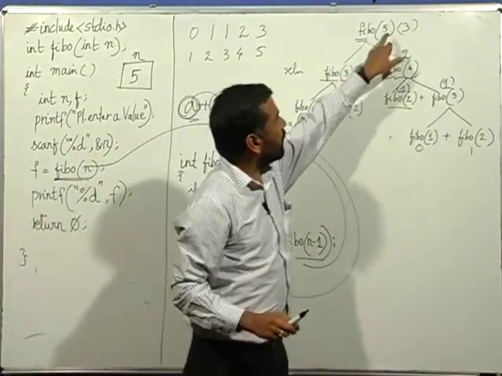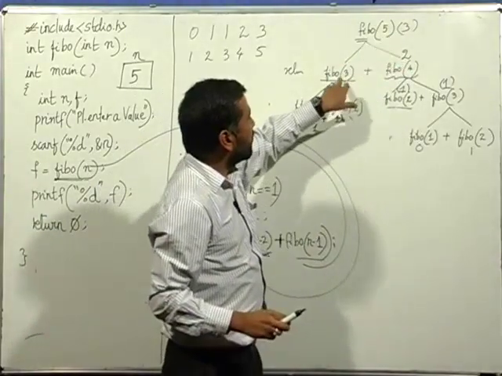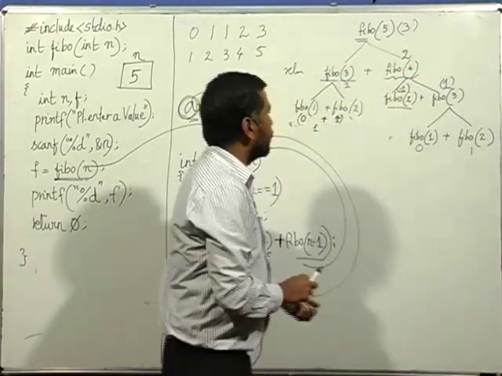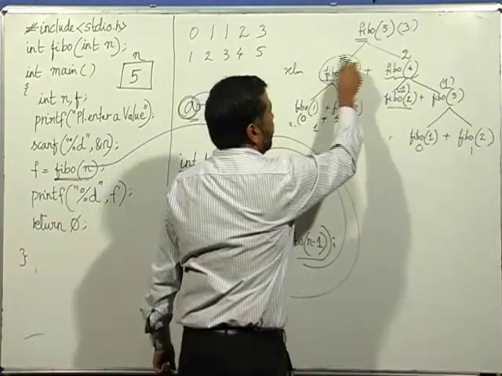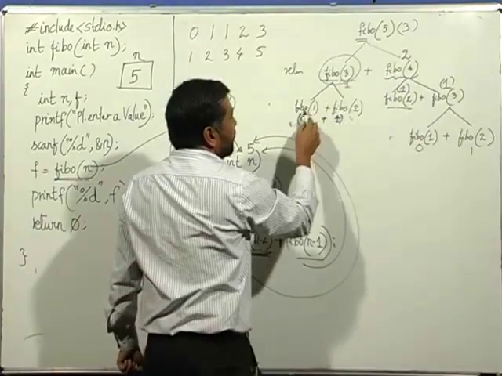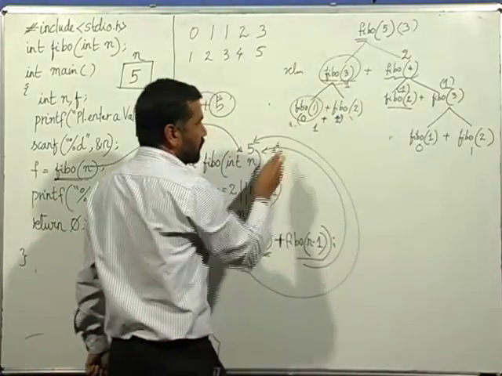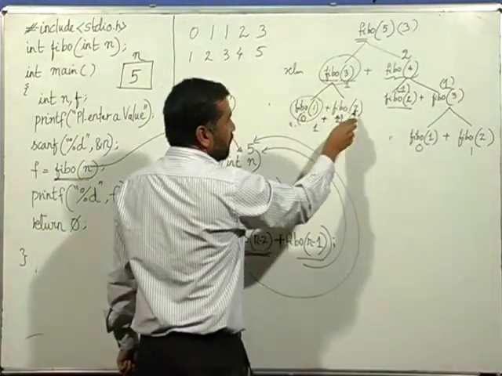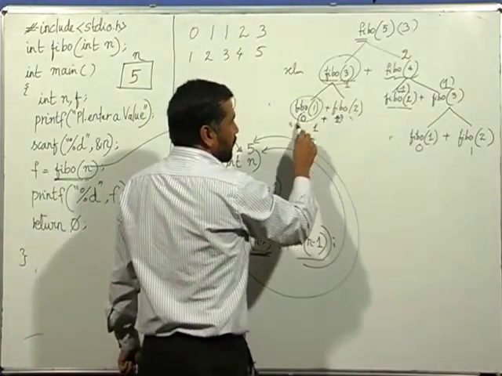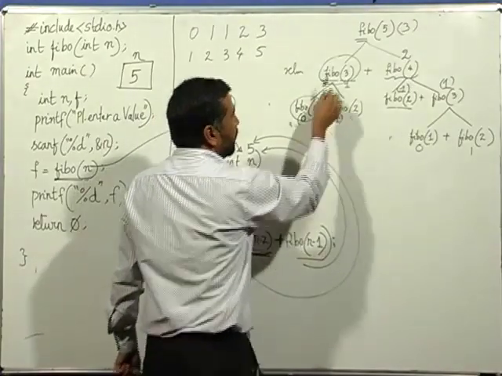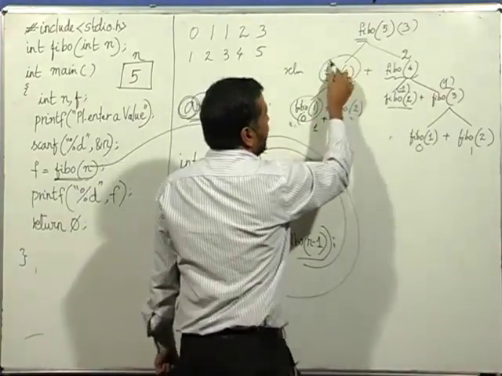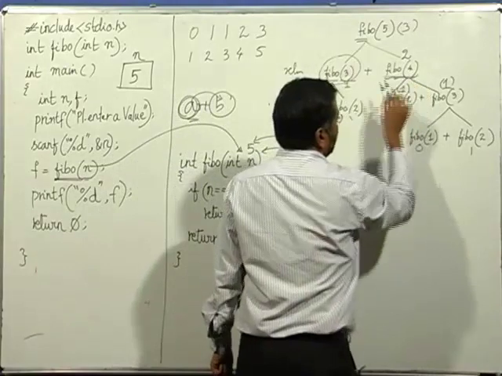If you come here, fibbo of 5 will result in fibbo of 3 plus fibbo of 4. So first this has to be evaluated, meaning it will result in 1 and 2. Out of these two, this is the leftmost, so this will return first. Then fibbo of 2 will return. Those two will be added. It will come back.